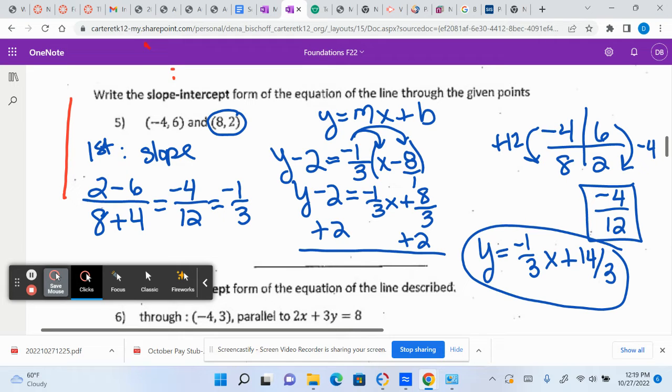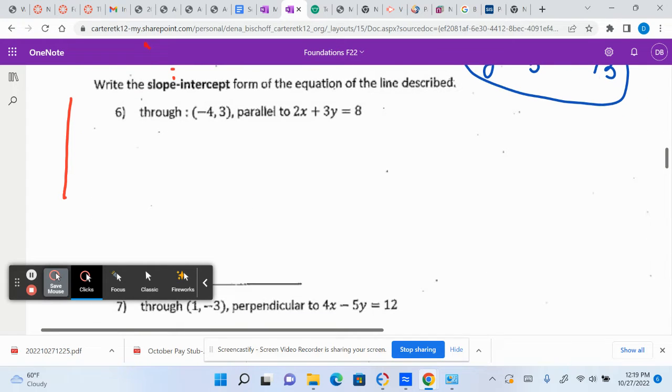How do we feel about that? Good. Okay. All right. What about this? If I have to write something parallel, like if I have to compare lines by being parallel or perpendicular, what is the first thing that I need every single time? The slope. So I need to find m first.